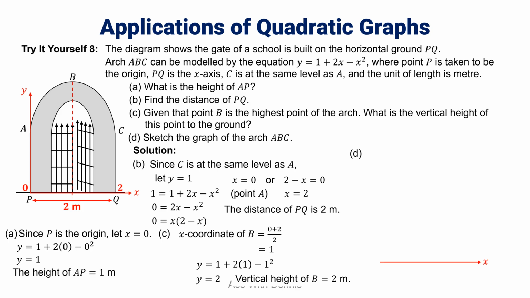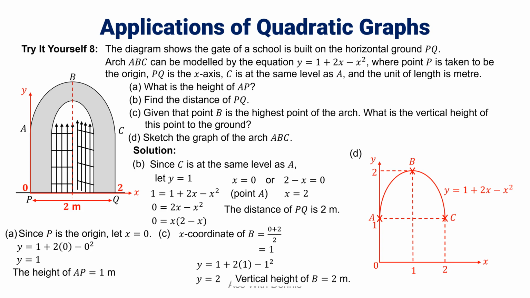And D, now we can start to sketch the graph. So this is the x-axis, this is the y-axis. This will be the arch, where this is point A, this is point B, and this is point C. This is the origin 0, and this is the y-intercept, which is 1. This is the line of symmetry, and the x value is 1. The y value is 2. This is point C, whose horizontal distance is 2, and it is at the same level as point A. And this is the arc for the equation y equals 1 plus 2x minus x squared.